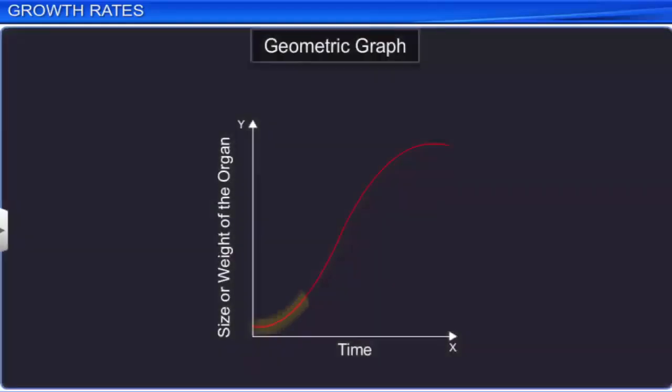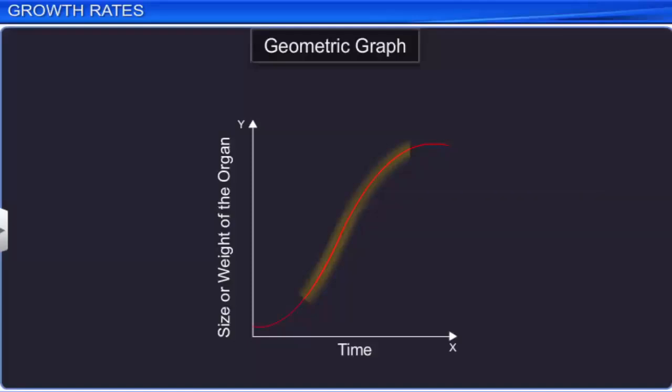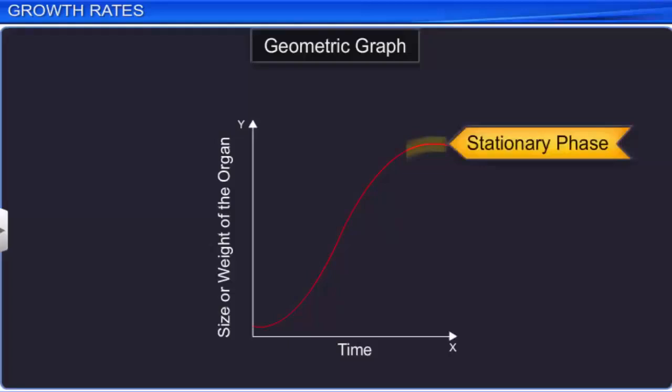Growth is slower in the initial phase and is called the lag phase. Later, growth is rapid at an exponential rate and is called the elongation or log phase. Finally, growth slows and it is called the stationary phase.